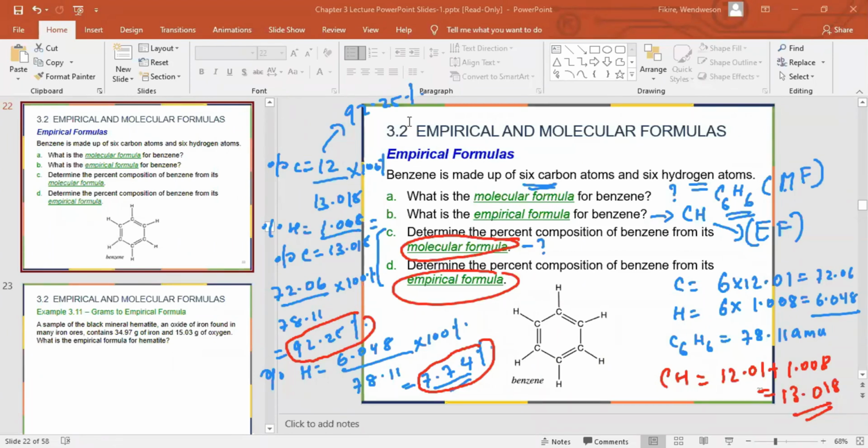If you divide 1.008 by 13.018, what do you get? I get 7.74%.